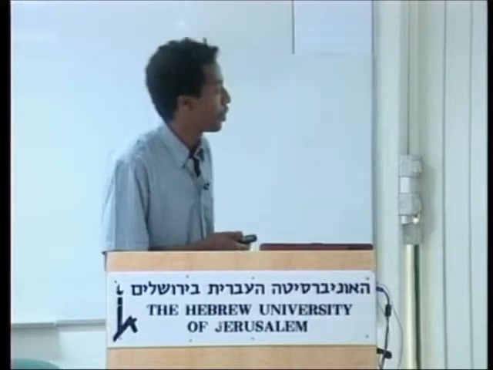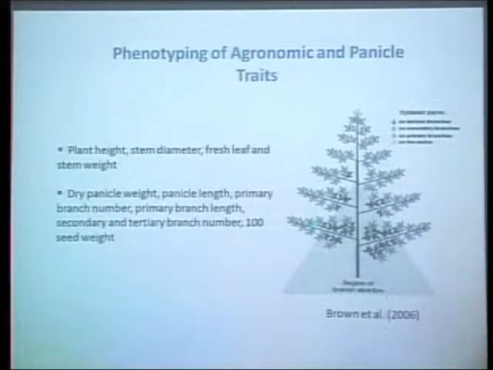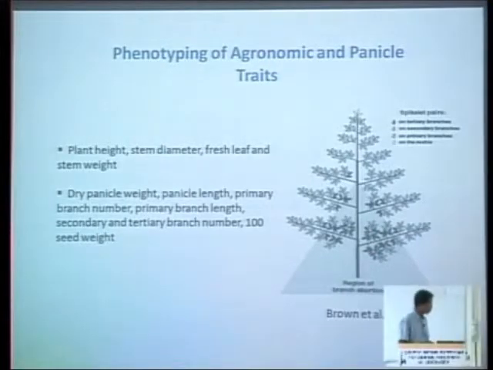Here you see the sorghum panicle. We have the primary branches here. Then in the bottom third, in the long branch zone, according to Brown et al., we selected two primary branches randomly. From each of these two, we counted secondary and tertiary branches, as well as measured the length of the two branches. Finally, the mean of the two branches was used to characterize each panicle. And finally, the panicle was threshed to determine 100 seed weight as well.